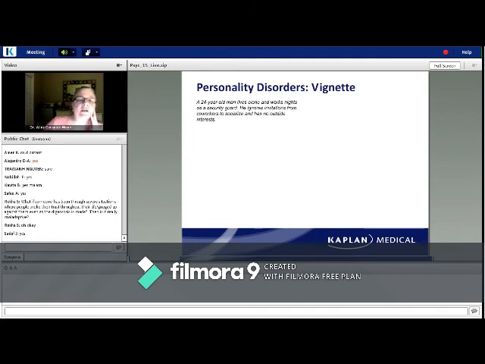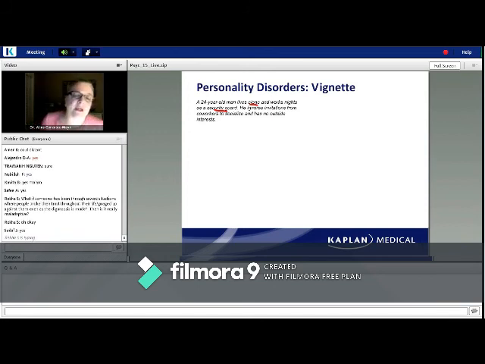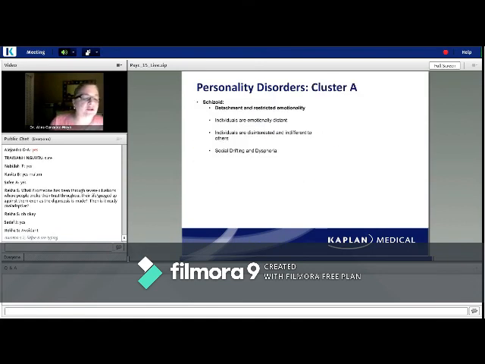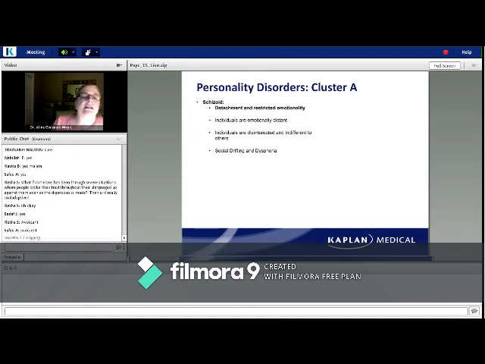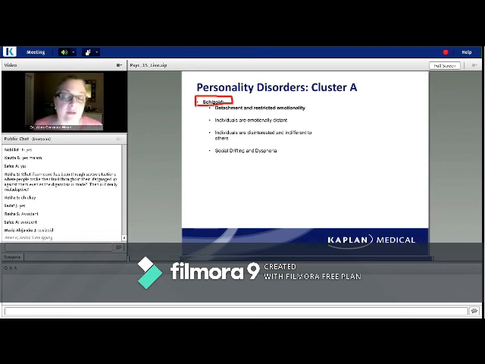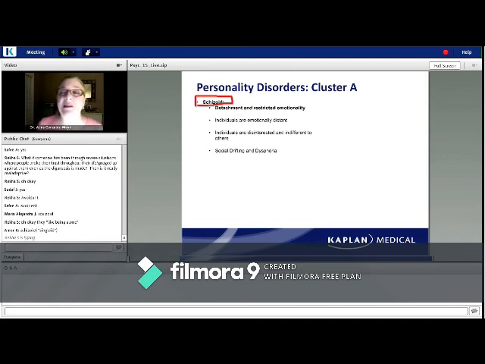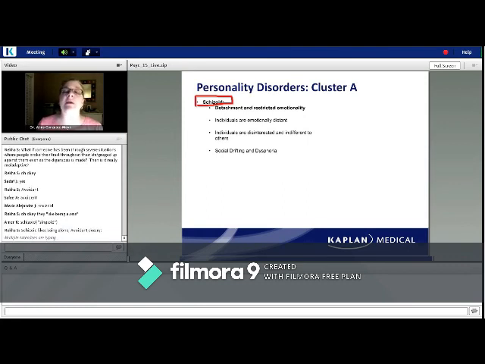A 24-year-old man lives alone and works nights as a security guard. He ignores invitations from coworkers to socialize, and he has no outside interests. Oh, he is just a loner, right? He enjoys being alone. So what do we call those people that enjoy being alone? The schizoid personality disorder. The schizoid likes being alone, goes on vacations alone, goes to the movies alone, eats at restaurants alone. And if you say something to them, they'll say, I don't care what you think about me. I enjoy being by myself.